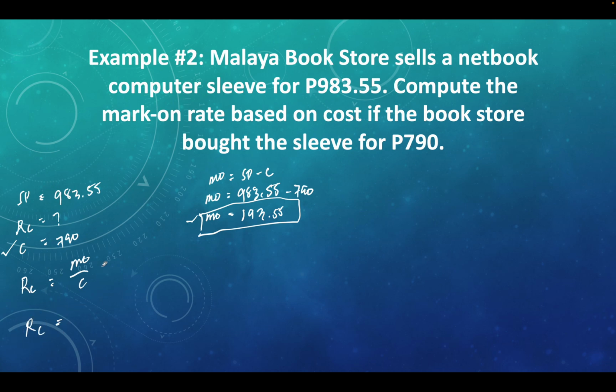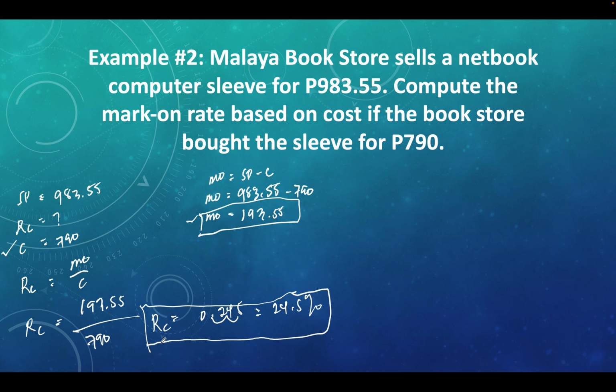So, rate based on cost, yung mark on natin, substitute mo lang, 193.55 all over yung cost natin, which is 790. Okay? So, 193.55 divide by 790. Ang makukuha natin is 0.245. So, kapag minove natin dyan into percentage, we will have 24.5%. Okay. So, meron na tayo ngayong rate based on cost.